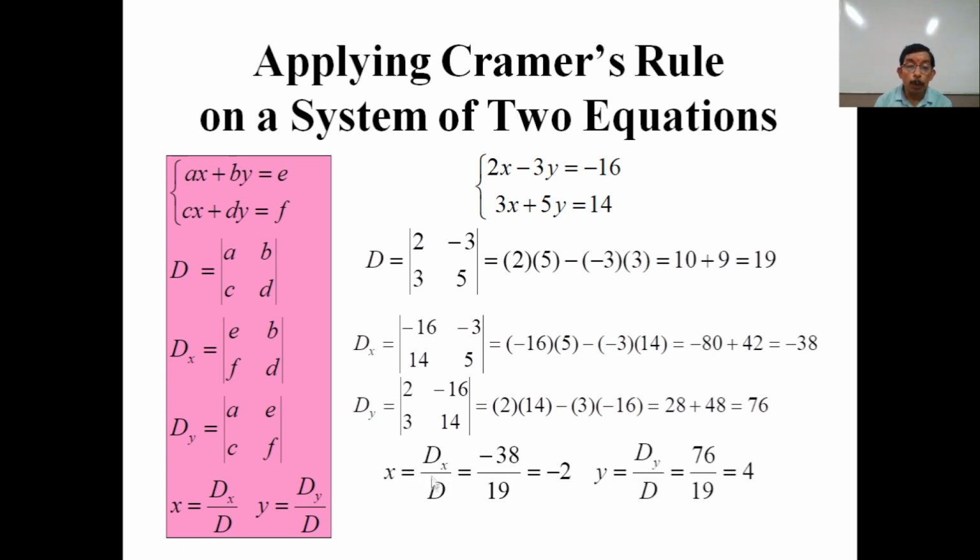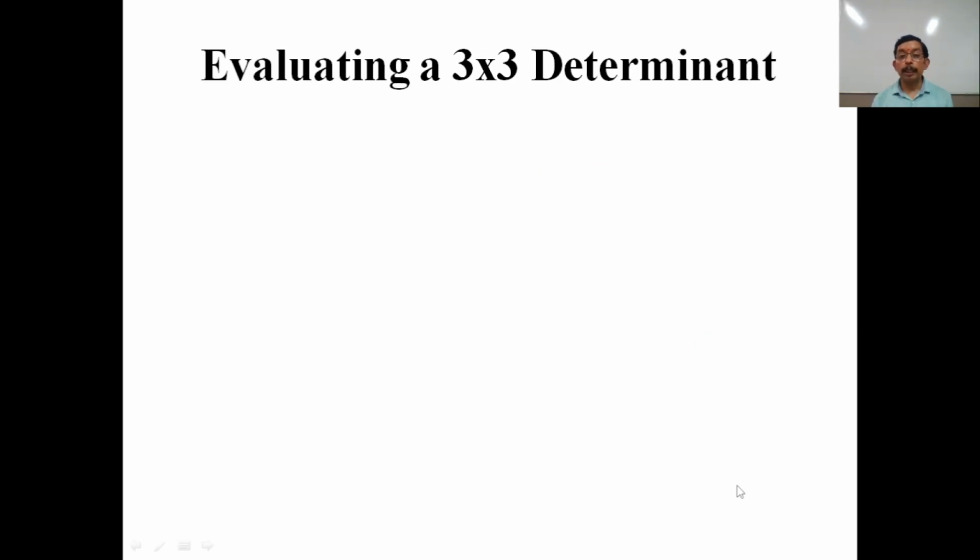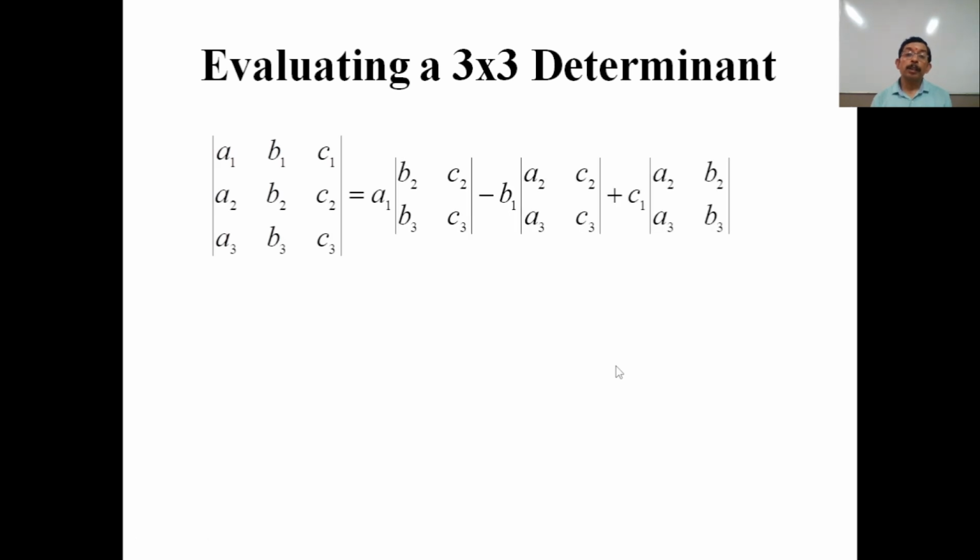Now x is equal to dx upon d. It means dx is the determinant of 2 by 2 order with the first column replaced by the constant terms, and d is the coefficient matrix determinant. Simplify, and the value is minus 2. And y is equal to dy upon d, where dy has the second column of the coefficient matrix replaced by the constant terms, and d is the determinant of the coefficient matrix of second order. Simplify, the value is 4. Is it clear, everyone?